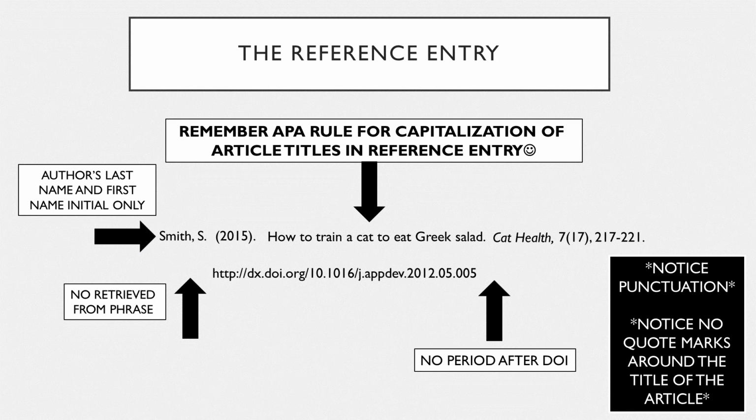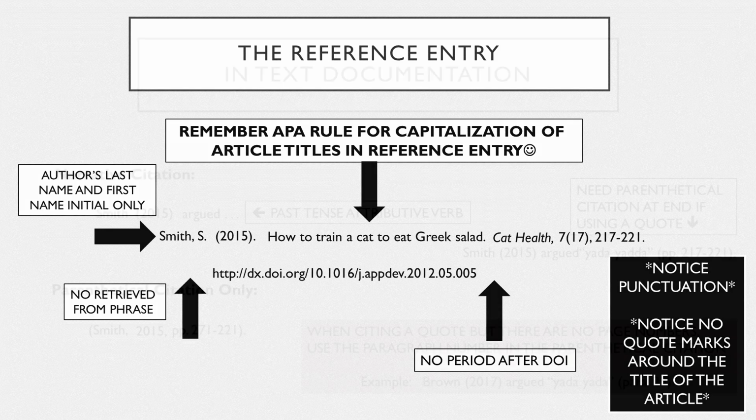The reference entry reads Smith, S., period, because again, we're only using the initial, not the full name. Then we have the year of publication in the parenthetical, and then we have the title of the article without quote marks written in that weird APA capitalization rule. So you'll notice the only thing capitalized is the first word "How" and the proper noun "Greek." The publication, however, is written in proper capitalization in italics. Then we have the volume and issue number, the page numbers, followed by the DOI with no end punctuation.